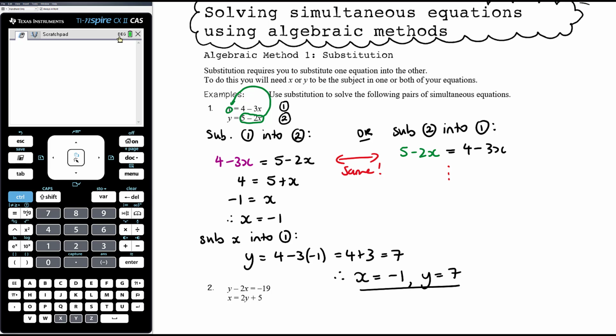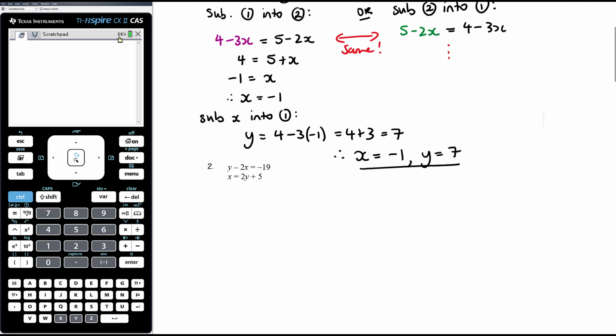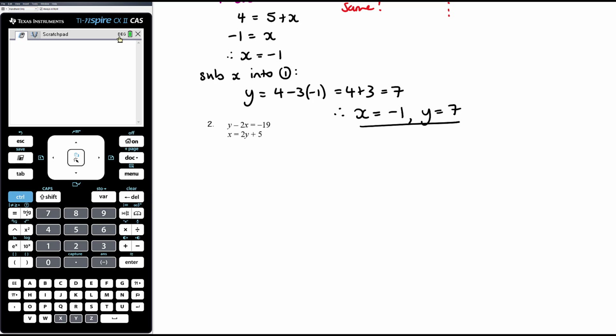So when y is the subject in both of them, essentially what you're saying is, if this thing is equal to y and this thing is also equal to y, then those two things have to be equal to each other. So it's not as obvious a substitution process when you have y as the subject in both equations. As I said though, I want to stress that you do not need y to be the subject in both equations in order to do substitution. In example 2, x is the subject in the second equation. So I'm going to call them equation 1 and equation 2.